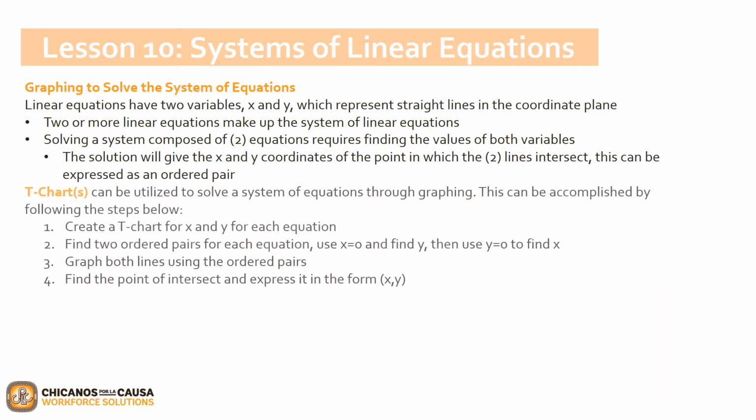So, T-charts. A T-chart can be utilized to solve a system of equations through graphing. This can be accomplished by following the steps below. So we have 4 steps. Step 1 is to create a T-chart for x and y for each equation. Step 2, we're then going to find two ordered pairs for each equation, and we're going to use x equals 0 to find y, and then use y equals 0 to find x. For step 3, we're going to graph both lines using the ordered pairs. And finally, step 4, we're going to find the point of intersection and express it in the form (x, y), like an ordered pair.